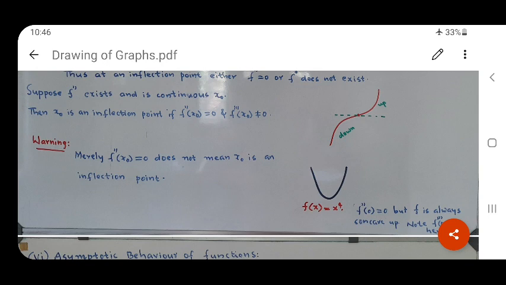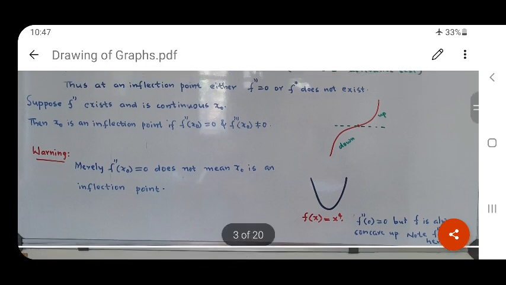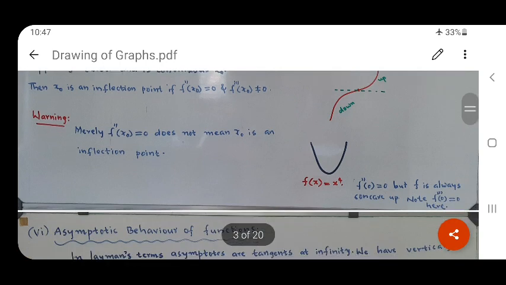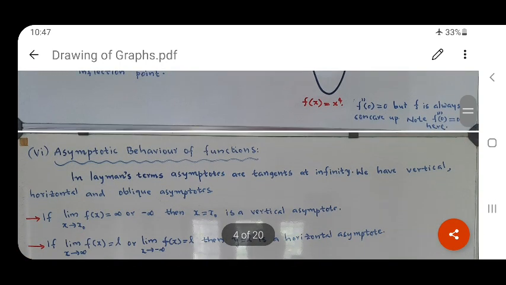So the two ways of finding a point of inflection are: either use this test, that is, find out f double dash, f triple dash. If f double dash is 0, then find out f triple dash and prove that it is different from 0. Or else find out the points where f double dash equals 0 or f double dash does not exist, and see whether it changes sign, that is, at the points on the left of x naught and the points on the right of x naught. If f double dash changes sign, then x naught will be a point of inflection. We will see this in the examples below.